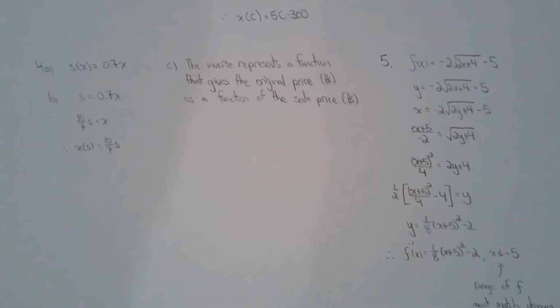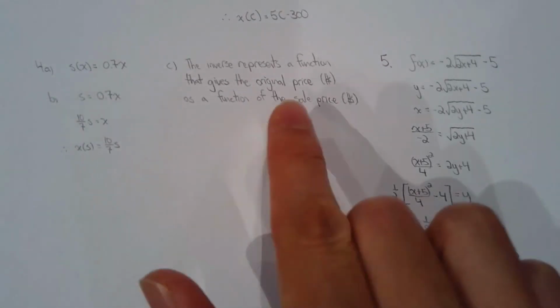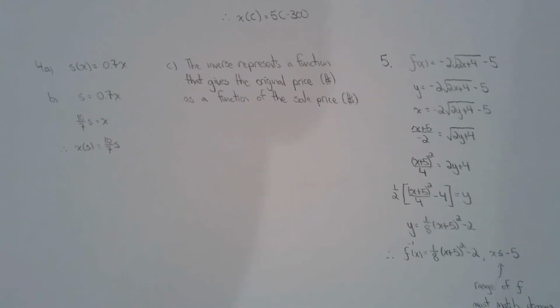Question 4, write the function. Once again, very straightforward. It's linear. And then find the inverse, which is also very straightforward. So s of x, x of s. And then the inverse represents a function that gives the original price as a function of the sale price.